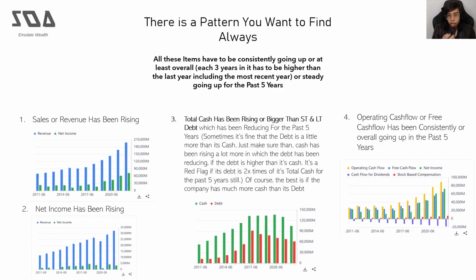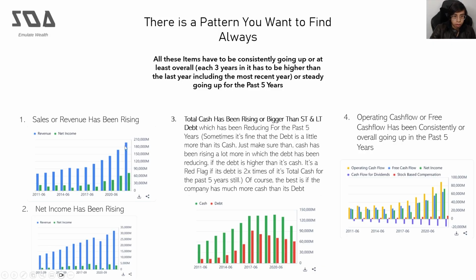All right, so there's really a pattern that you always want to find when looking at these statements. All these items have to be consistently going up, or at least overall. What I mean is that every 3 years it has to be higher than the last, including the most recent year reported annually, or steadily going up for the past 5 years. Okay, so for sales or revenue, it has to be rising.